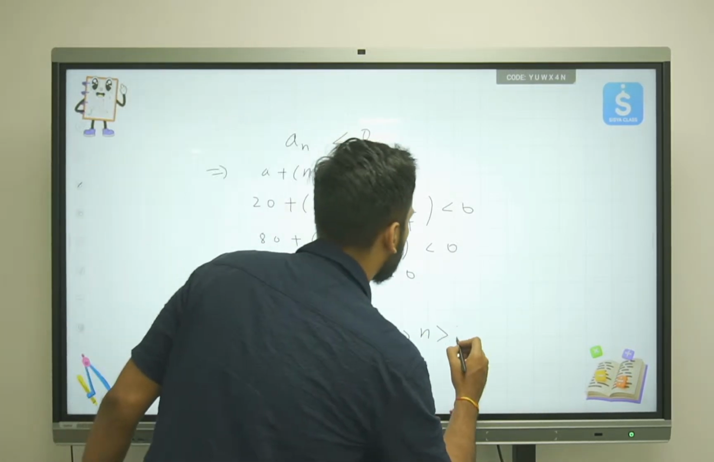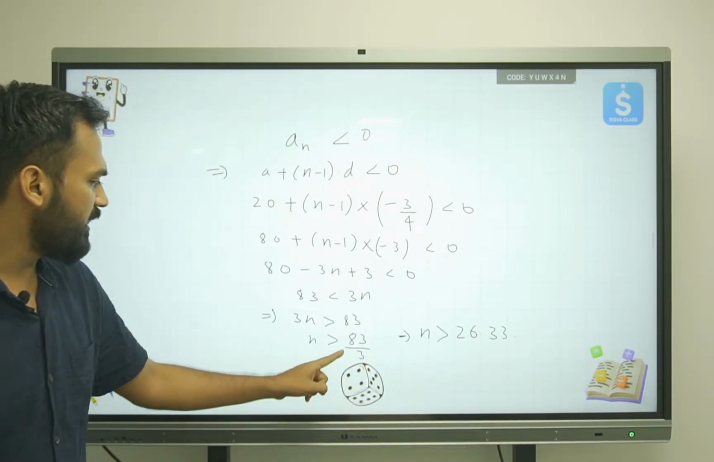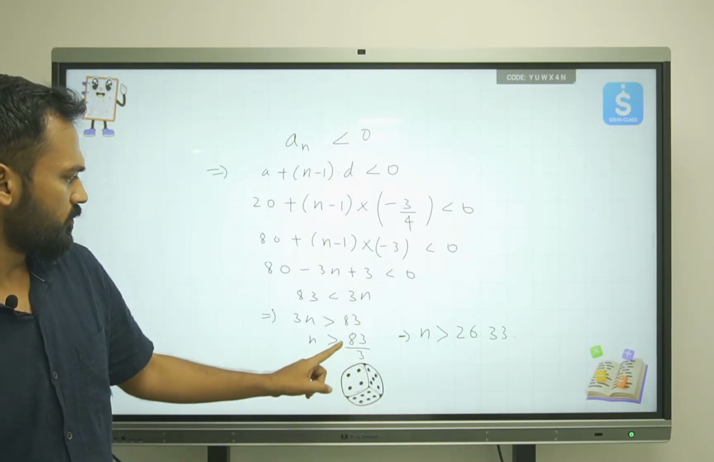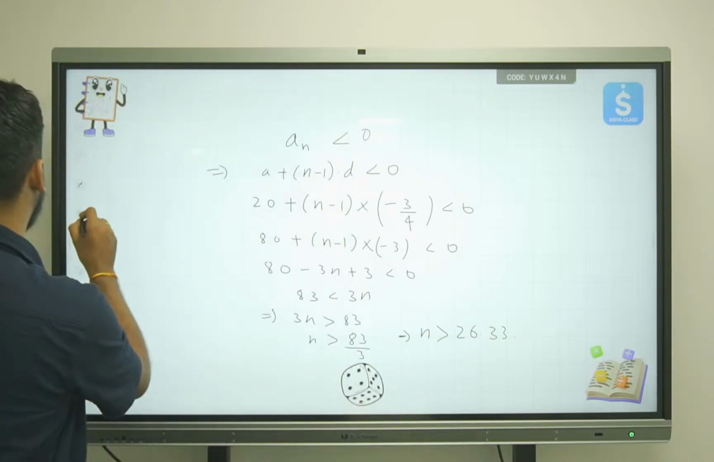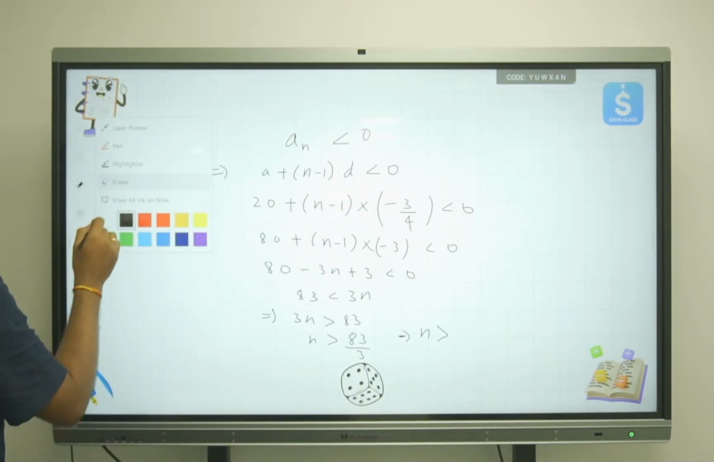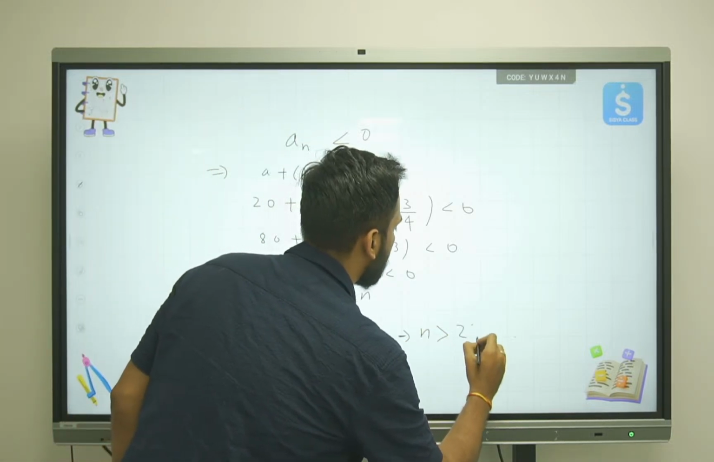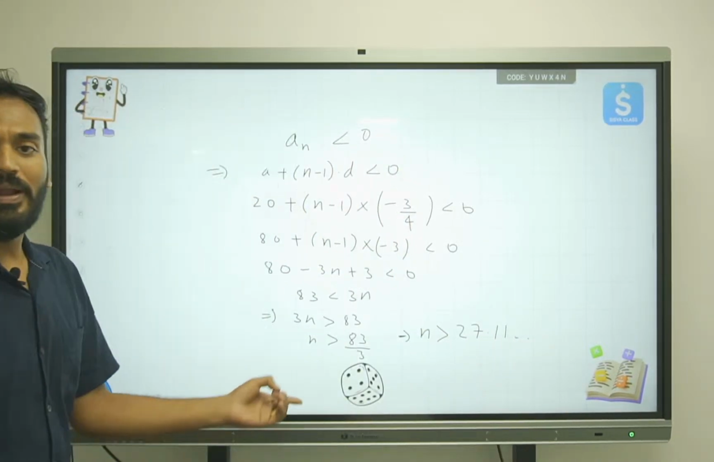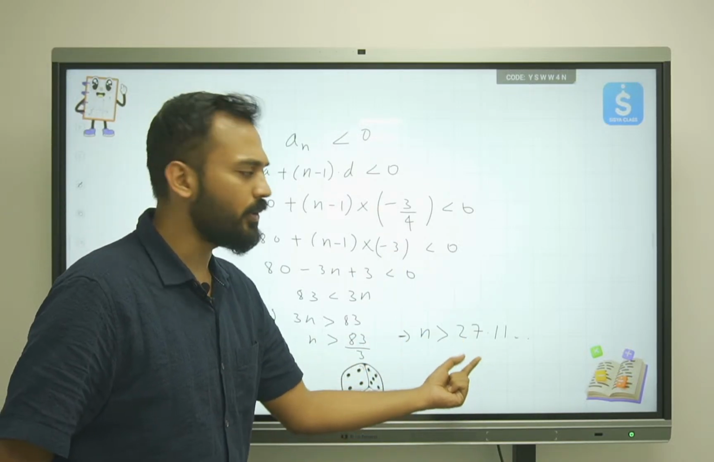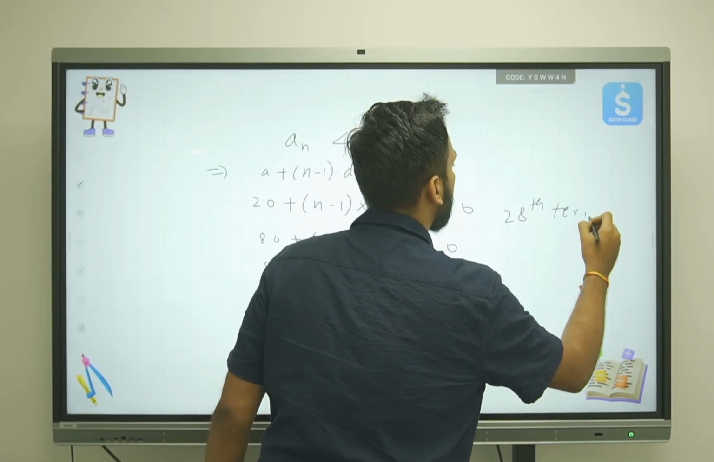Three 2s are 6, three 6s are 18... My bad, 3 7s are 21. Just a sec, let's correct this. When you solve this, you will get 3 2s are 6 and 2 will be left, and 3 9s are 27, so 27.66 something. Clear? So n should be greater than 27.66, so the 28th term will be the first negative term.